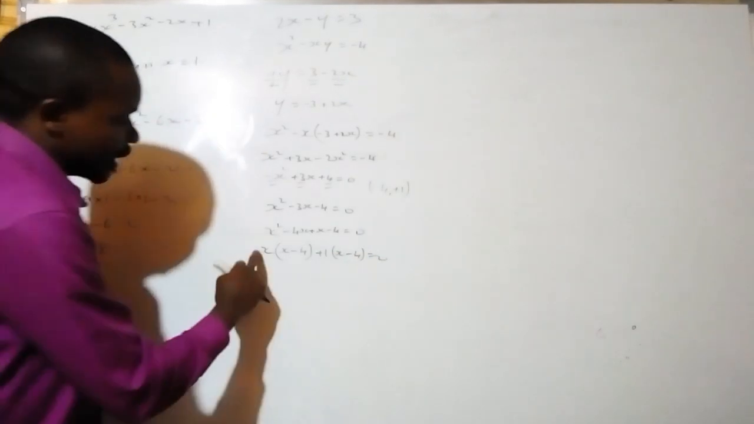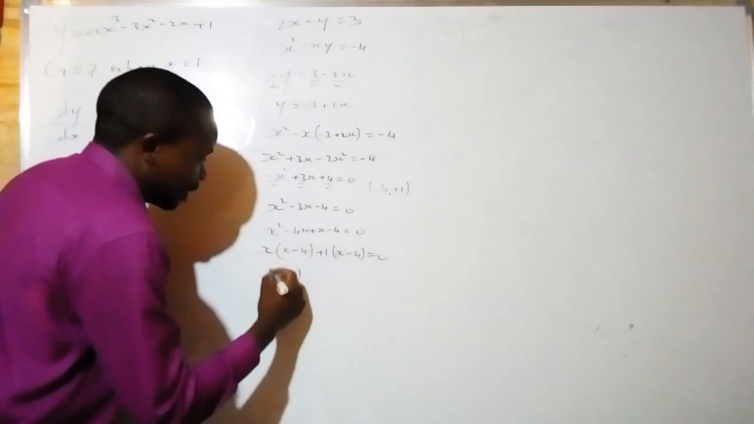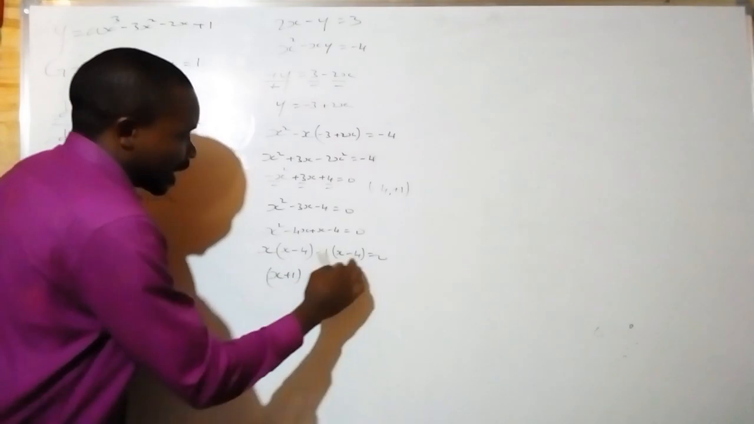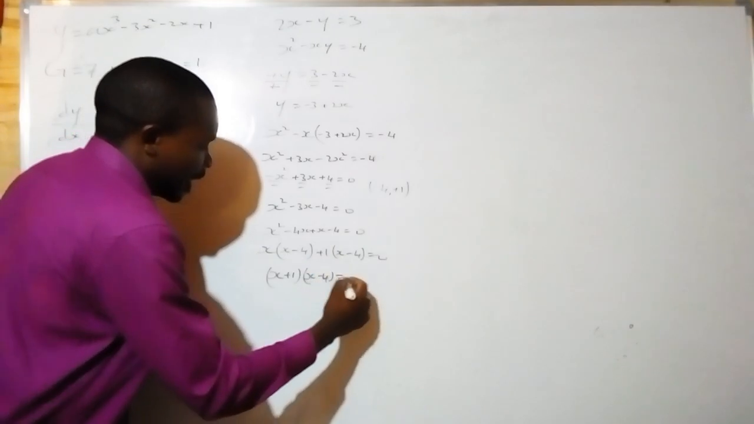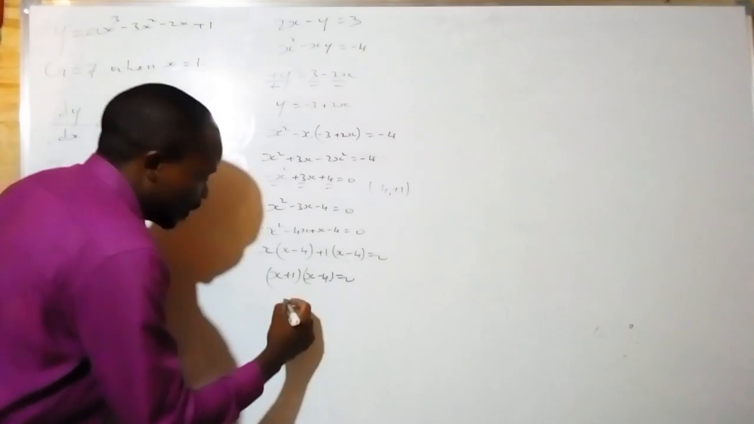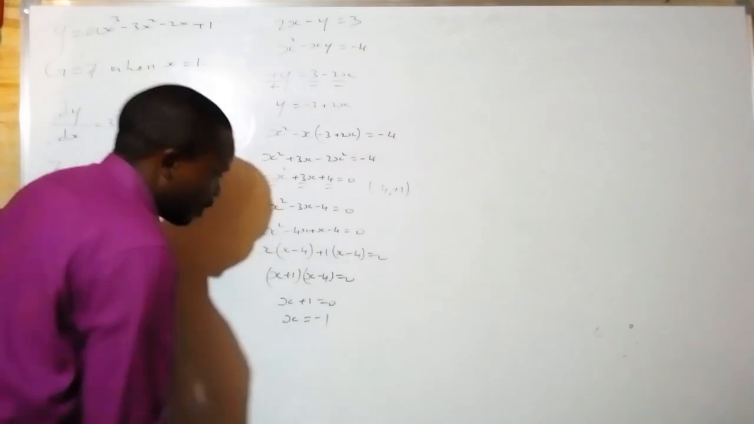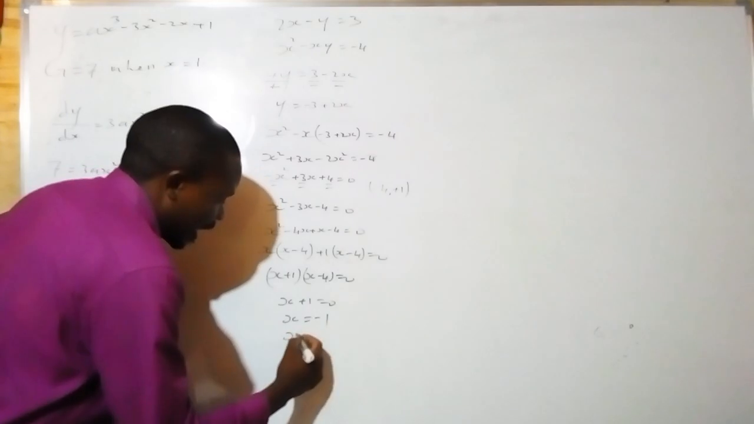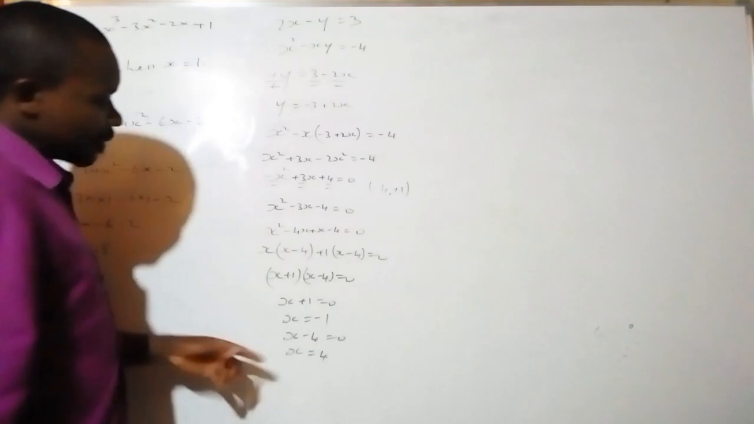What is outside the bracket, you are supposed to put in a single bracket: x plus 1. Then the two brackets are similar, so you just pick one: x minus 4, is 0. Each bracket you equate with 0. X plus 1 is 0, and x will be negative 1. The other one, x minus 4 is 0, x will be 4. Yes, we have two values of x.